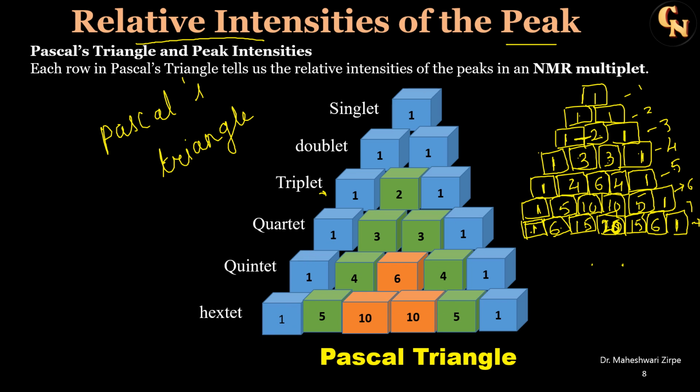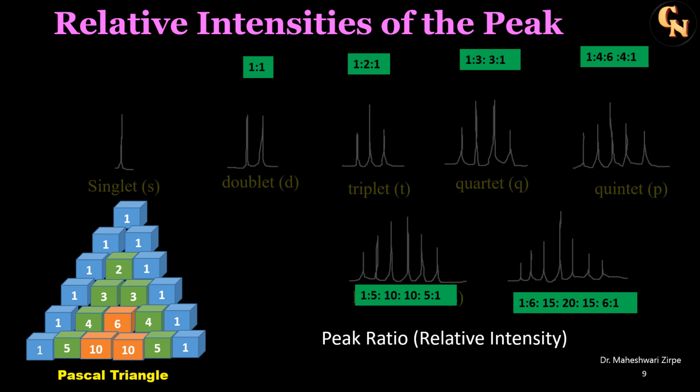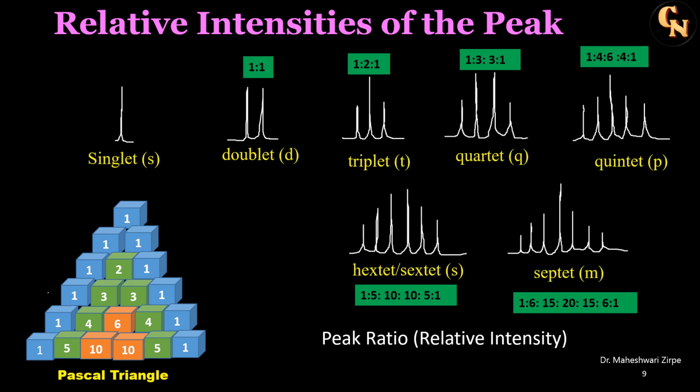Now let us go to the next. So Pascal triangle, what does it do? Pascal triangle and peak intensity. Each row of the Pascal triangle tells us the relative intensity of the peaks in NMR splitting. So let us see one by one. Singlet will have only one full intensity. Doublet, which is denoted by small d, singlet is denoted by small s. So doublet indicates that there are two peaks which are in the ratio 1:1.